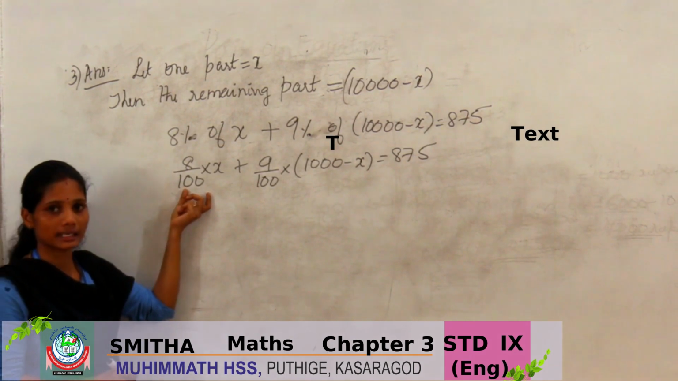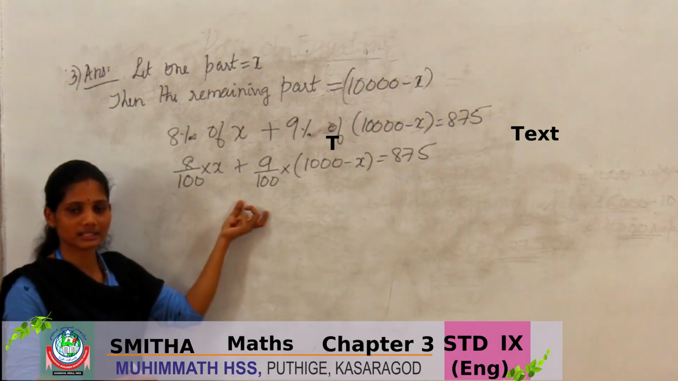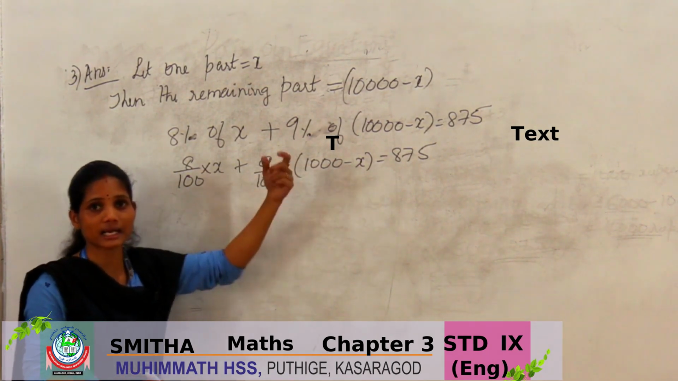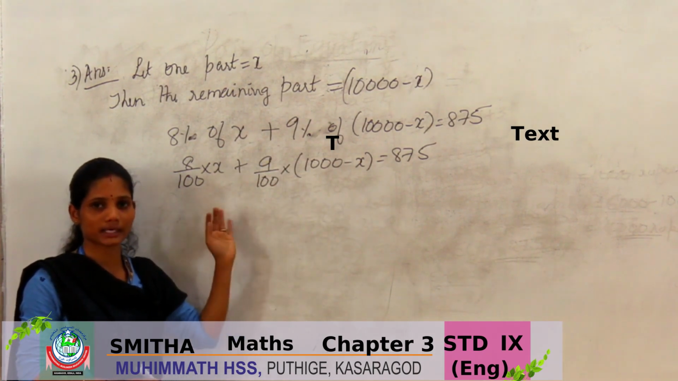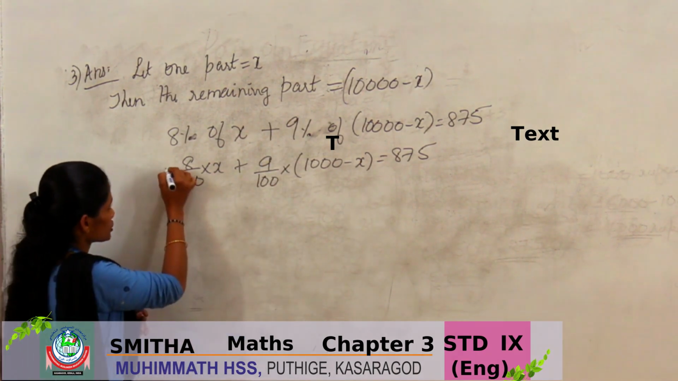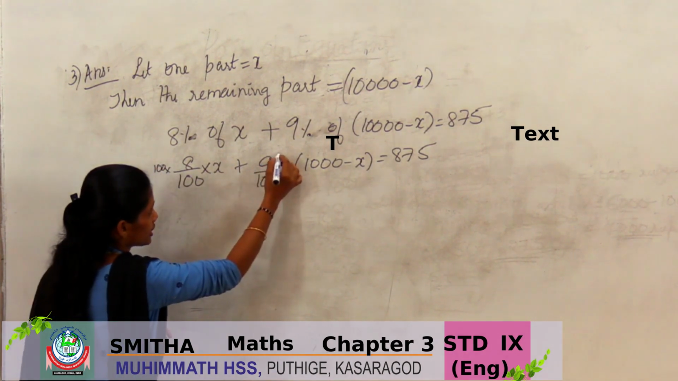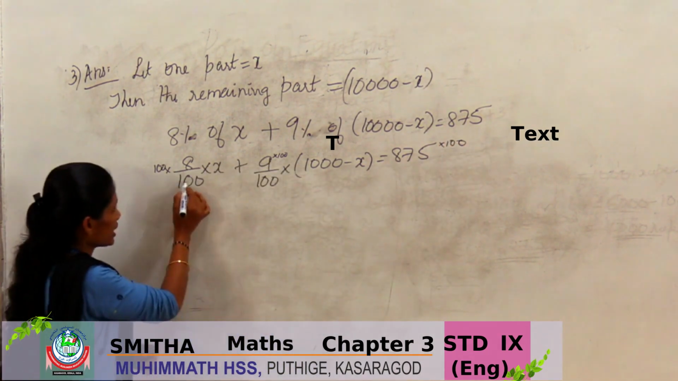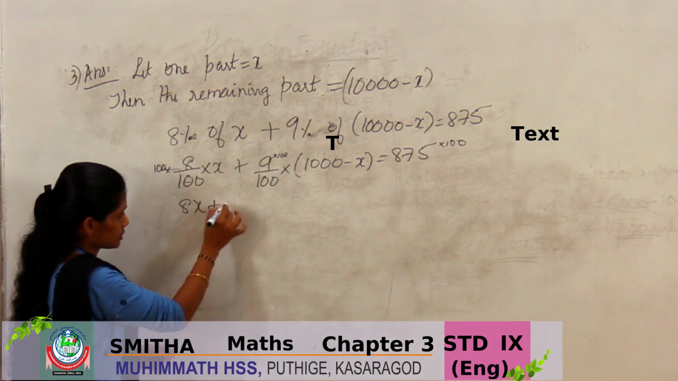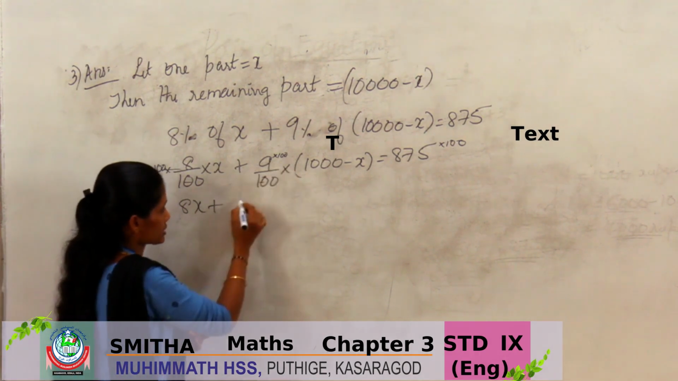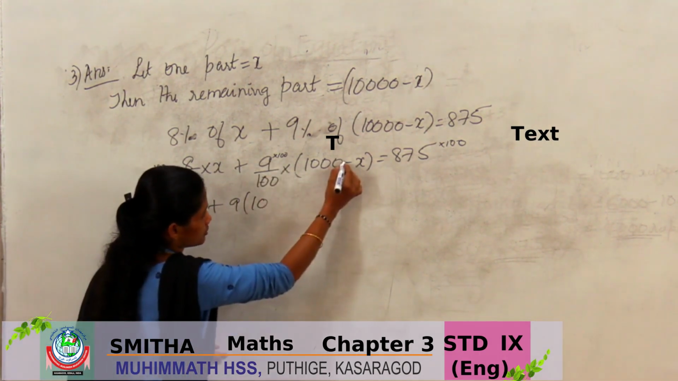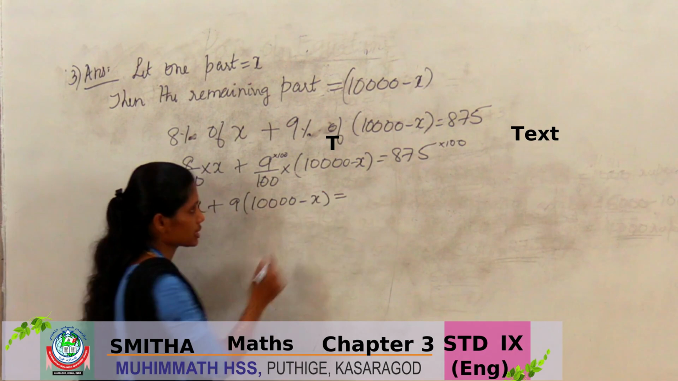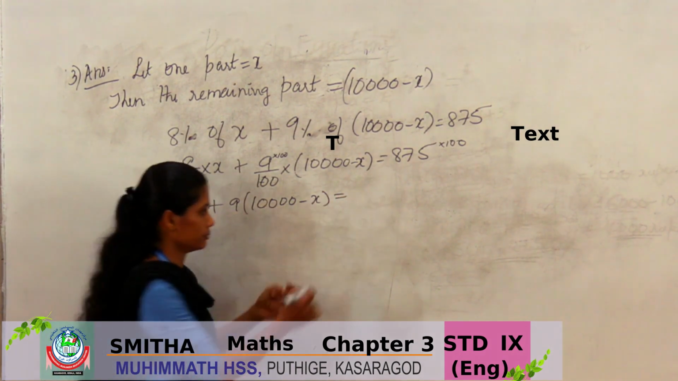So there is 100 in the denominator. To simplify this, multiply by 100 throughout the equation, both the left hand side and the right hand side. So into 100, into 100, here also into 100. So 100 gets cancelled, 8x remains, plus here also 100 gets cancelled, 9 into 10,000 minus x, equals 875 into 100.